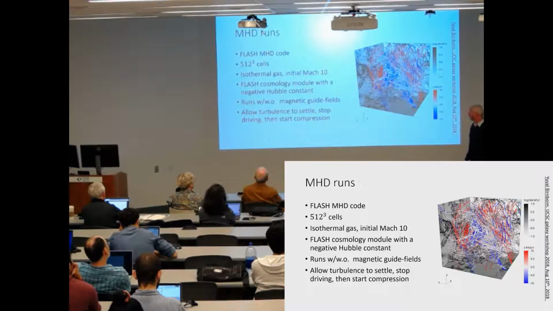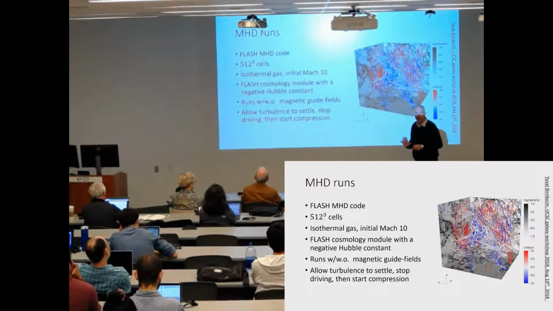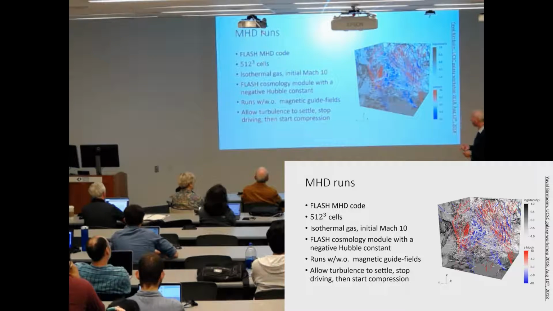So just a little bit about the runs that I'm going to show you. They were run with FLASH on 512 cubed cell boxes. The gas was isothermal and driven to an initial Mach number of about 10. Instead of contracting the box physically, which is complicated, we used the cosmology model that was already implemented into FLASH backwards. So instead of having cosmic expansion, we just introduced compression, a negative Hubble constant, and the only thing that needed modification was the magnetic equation, which was not implemented.